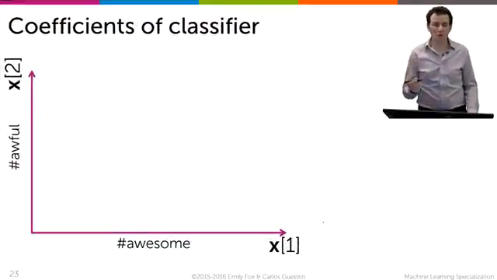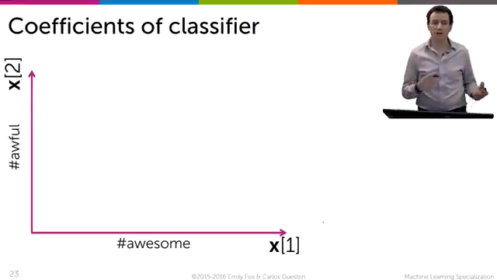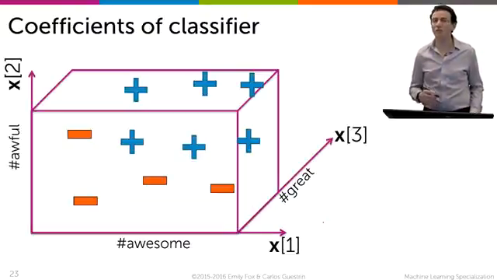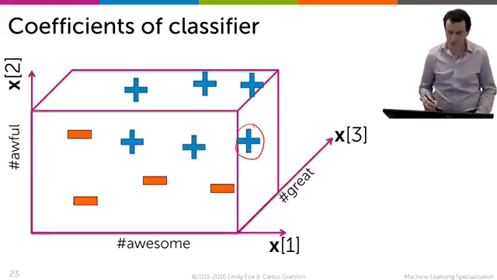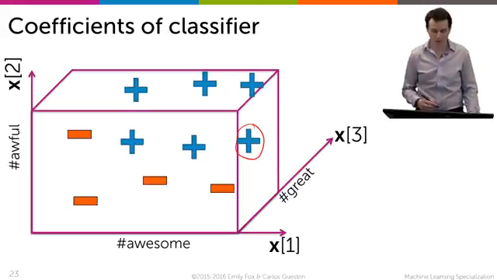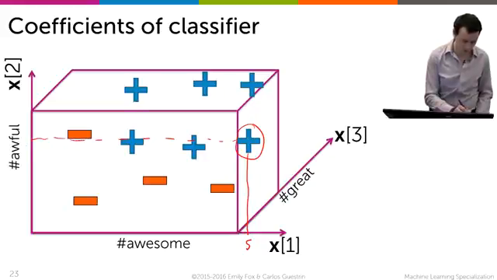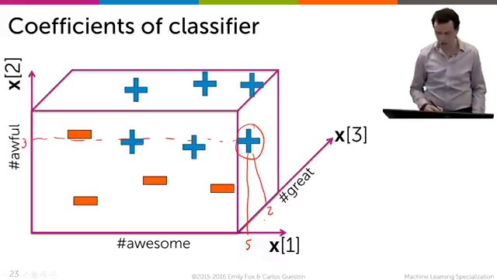Now let's go back to that example that we had with just two features with non-zero coefficients, awesome and awful. Let's suppose that we had a third feature with non-zero coefficient, let's say the word great. Now in this case, every data point is associated with a coordinate in this three-dimensional space. So for example, this data point over here might have 5 awesomes, 3 awfuls, and 2 greats associated with it.